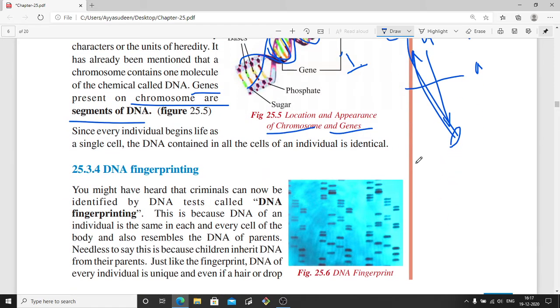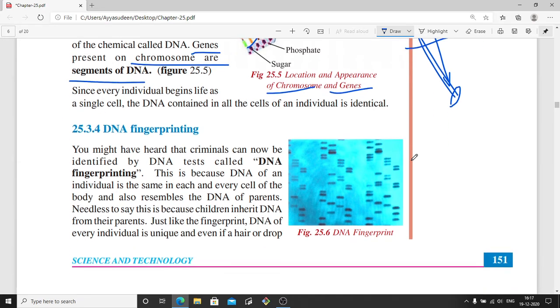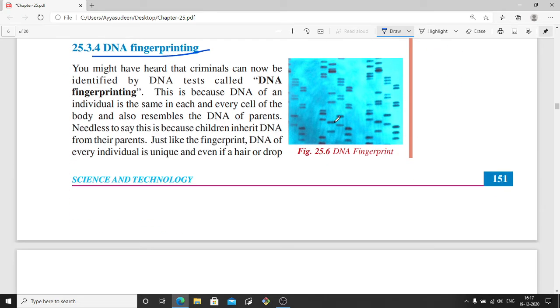Okay, so now you can get what genes are. Genes store this information. There is something called DNA fingerprinting. You can read about this.